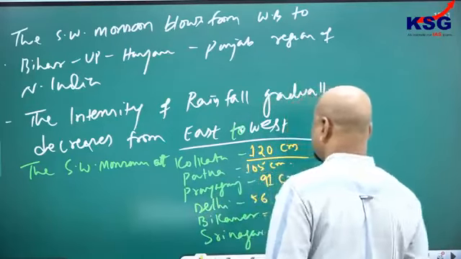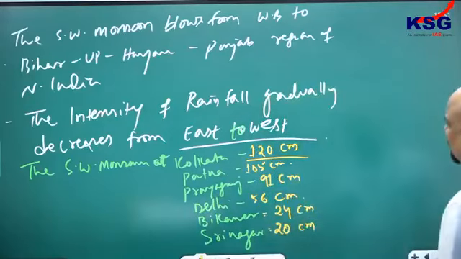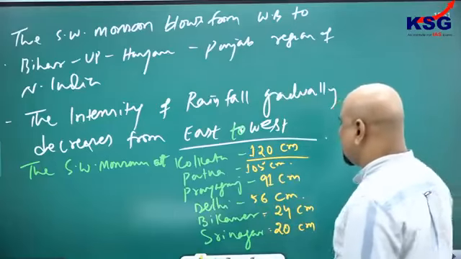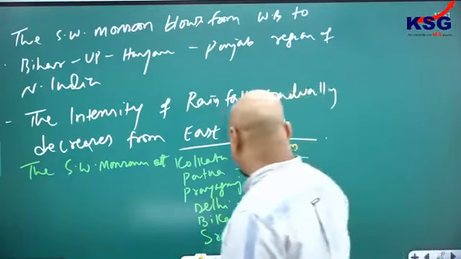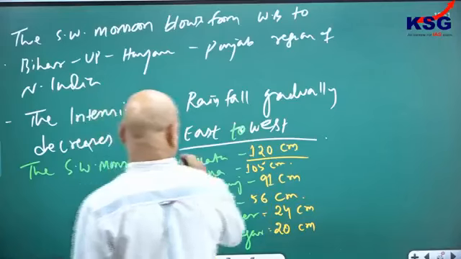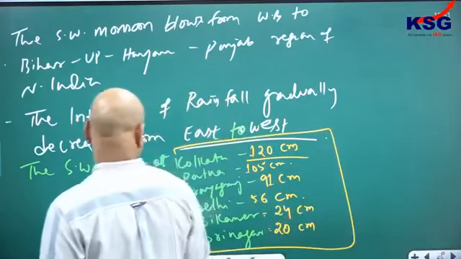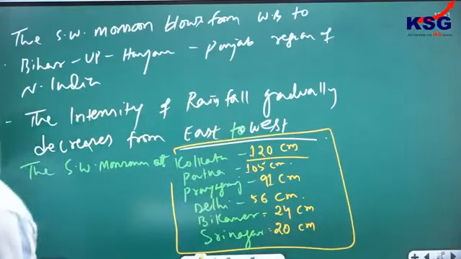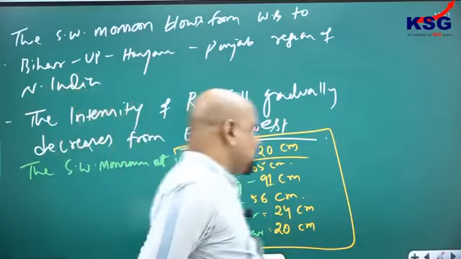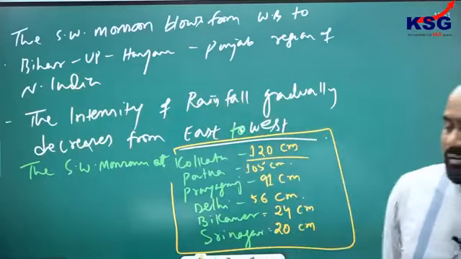देखिए, कोलकाता 120, पटना 105, प्रयागराज 91, दिल्ली 56, बीकानेर 24, श्रीनगर 20. सो ये जो है ना, दिस इज देयर, 120 cm to 20 cm. कितना वेरिएशन है?